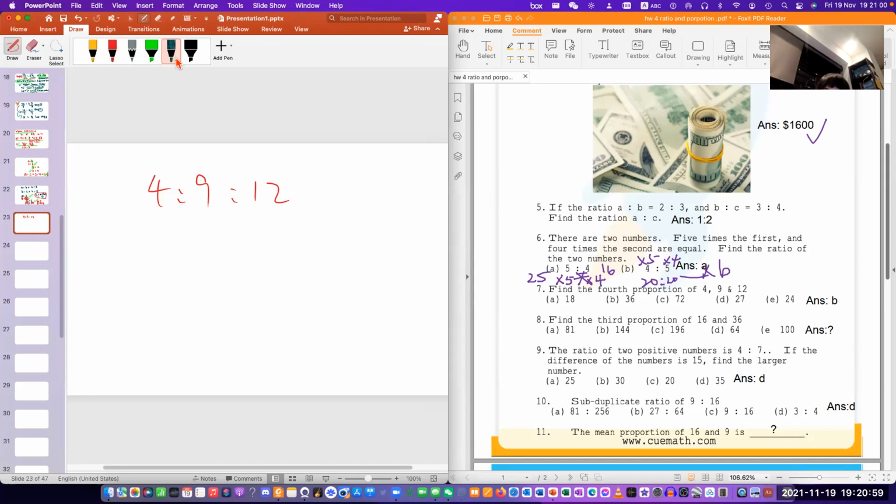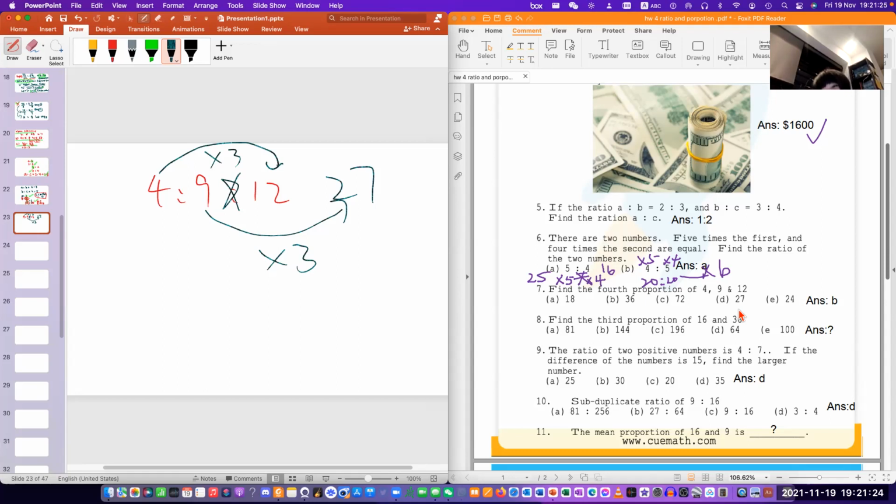I don't quite understand this question as well. But anyway, I try to guess. There's an n here. So what I'm trying to say is probably you have 4 times what to get 12. So 4 times 3 to get 12. So your 9 also needs to times 3 to get 27. So I guess the answer is 27, D.